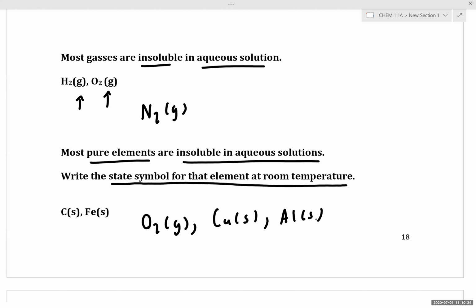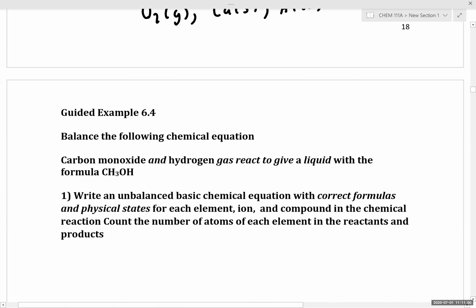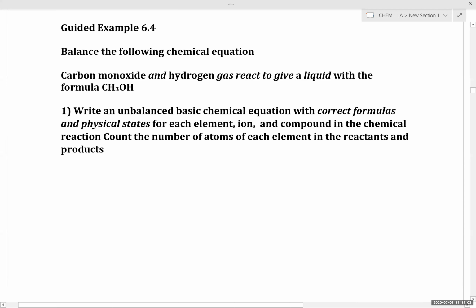Does this make sense so far to everyone? Any questions so far? So not too bad. We're just getting the particulars down to writing the state symbols. And the next chapter that we're going to cover focuses intensely on whether or not you put an aqueous symbol, just as a preview. Okay, so now that we have all these rules established, let's try to work through the following problem together.